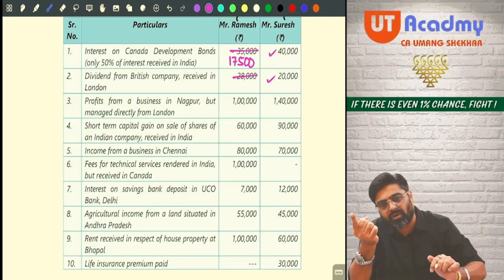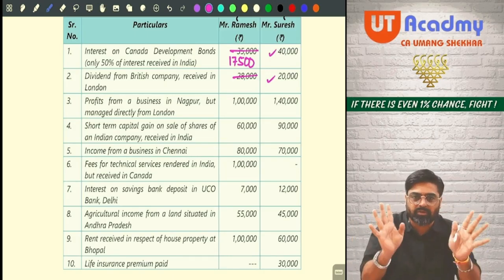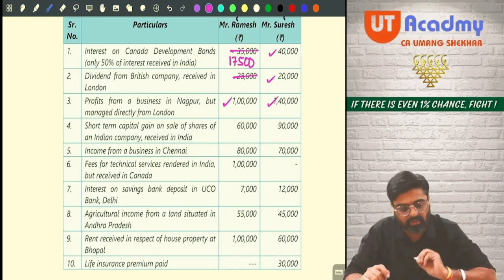It will be taxable for a non-resident also. It will be taxable for ROR also. Yes or no? So this will be taxable. This will be taxable. Yes or no?